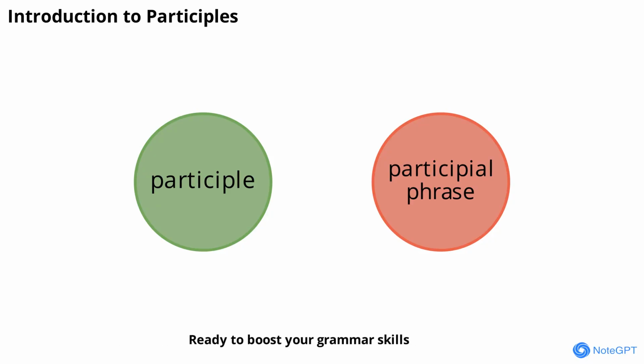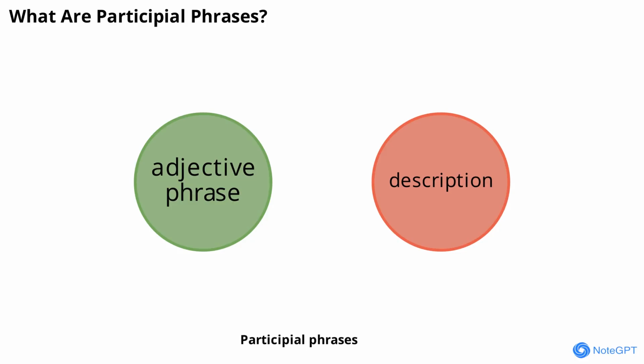Ready to boost your grammar skills? Let's get started by understanding the basics of participial phrases. Participial phrases, sometimes called participial clauses, are groups of words containing a participle. They function as adjective phrases, meaning they describe nouns in a sentence.